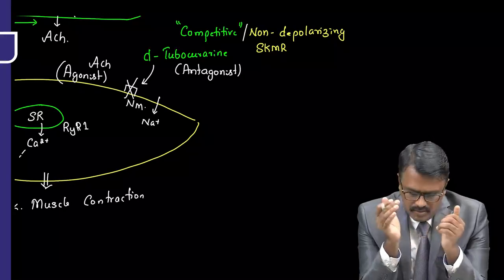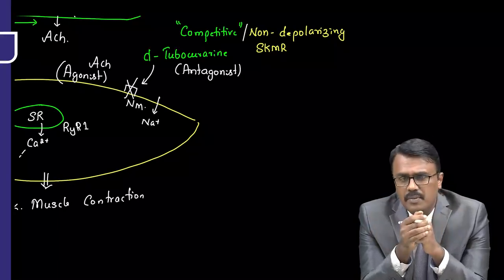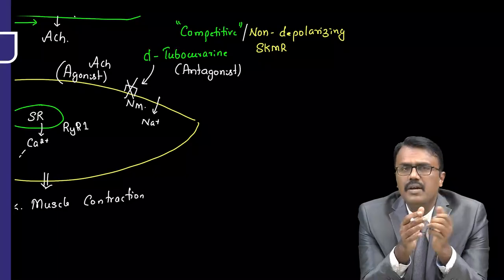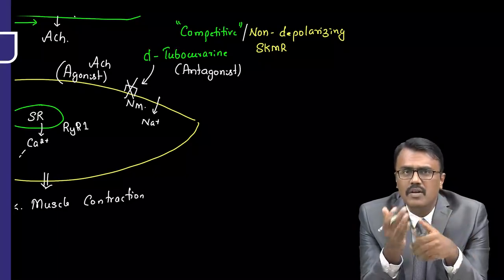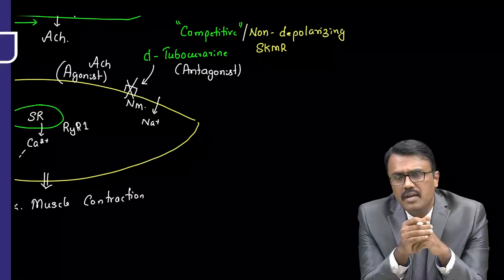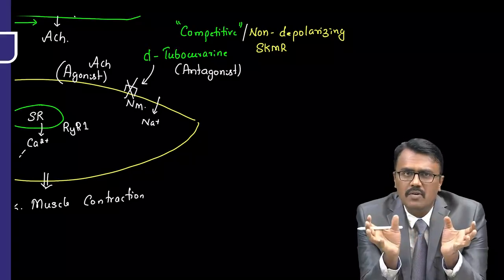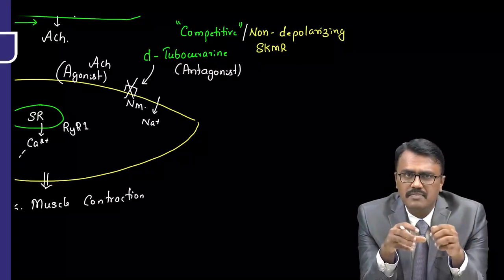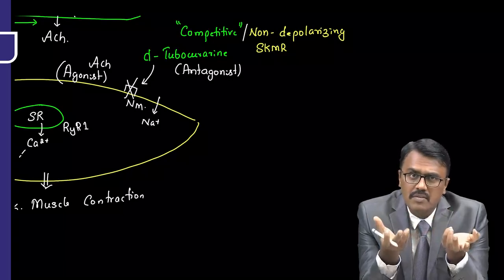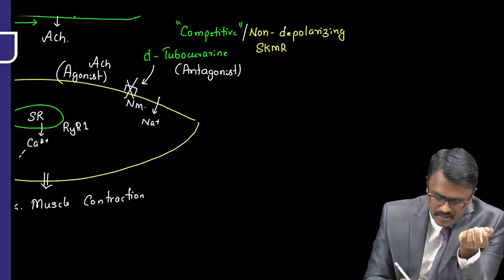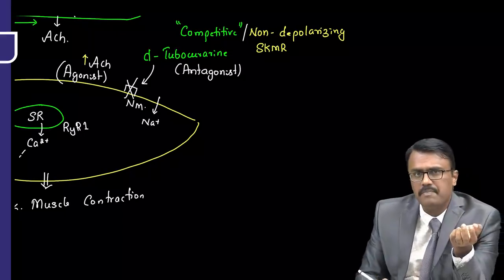The question here is, suppose I have given D-tubocurarine to a patient during anesthesia. So I want to reverse it back. How do I do it? You know the general pharmacology. Competitive antagonism means antagonist and agonist bind to the same site. And can we overcome the antagonism? Yes. How? By increasing the agonist concentration.